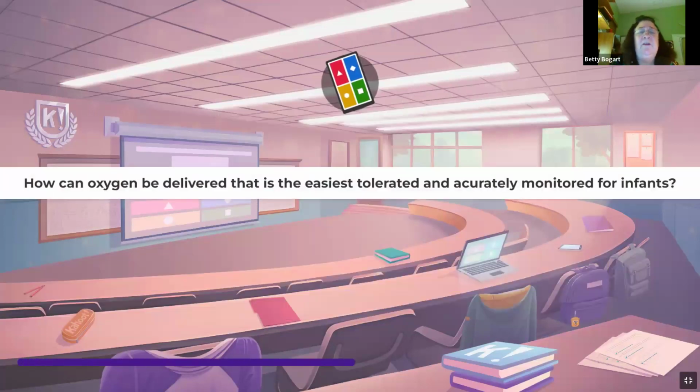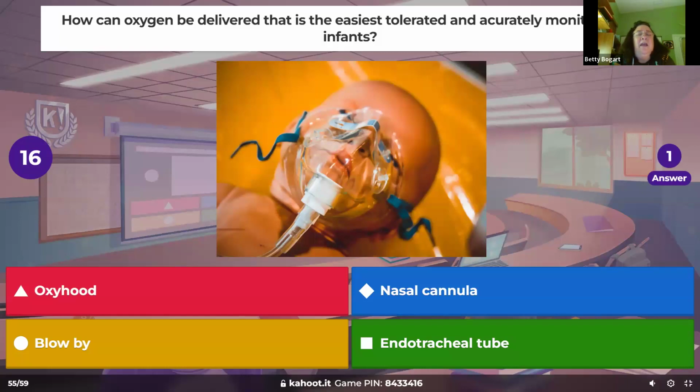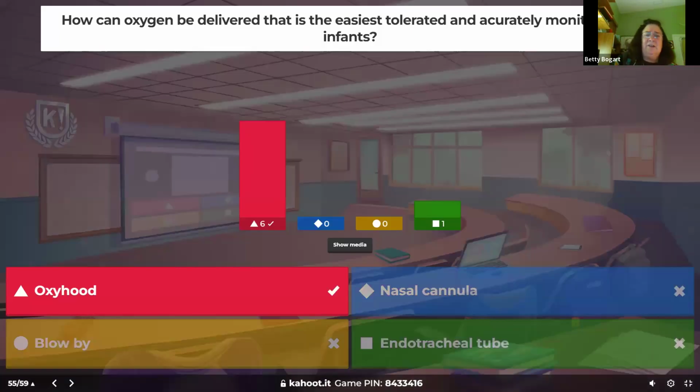How can oxygen be delivered that is easiest tolerated and accurately monitored for infants? I mean, how many infants come out and we have what we call TTN, which is transient tachypnea of the newborn? They just need a little time, a little bit of something to help them, and they come through it. It's not that they have any serious issues, but they need a little oxygen. Give them an oxy hood. It's clear. They can look around. They can suck their fingers, a pacifier. It's the best. Everything else is nasal cannula. We tape them on. They'll rip them off. Blow by. It's not accurate. And an endotracheal tube. Have you ever been intubated? I have, and it is not tolerated very well. You can feel like you're choking.